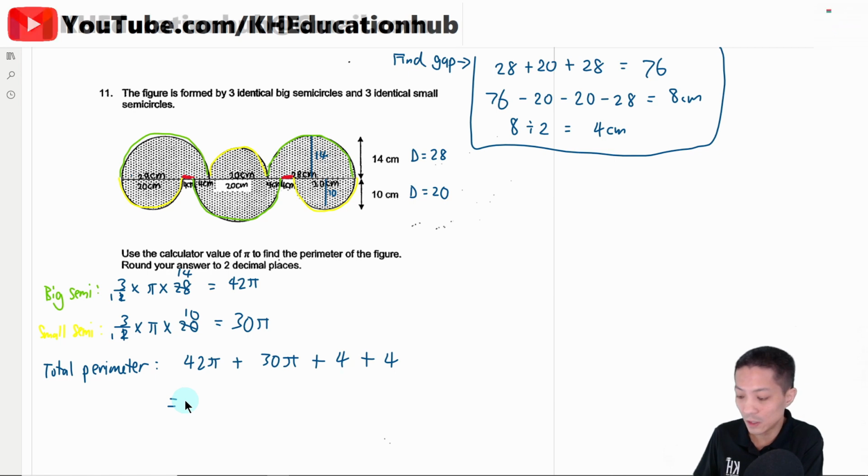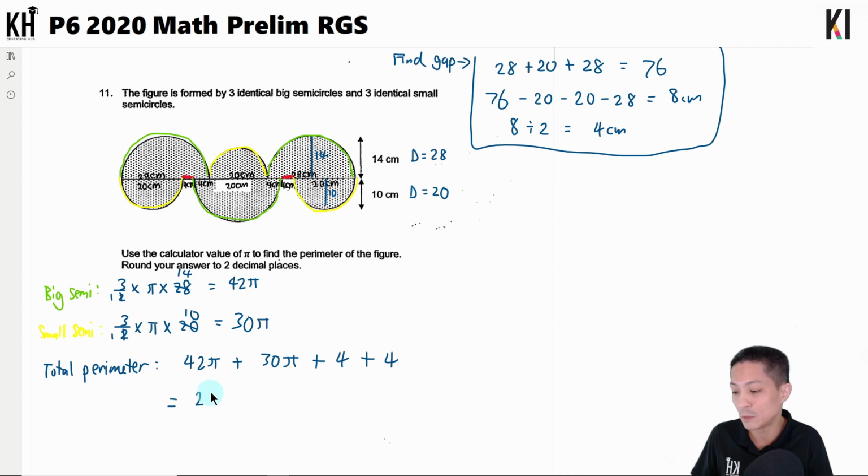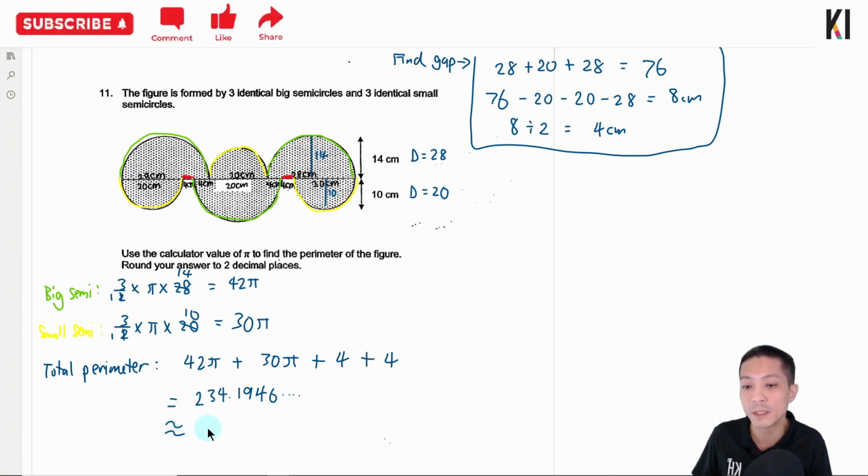If you key this into your calculator, 72 pi plus 8 is going to be 234.1946 and so on. Round it off to 2 decimal places. It'll be 234.19 centimeters.